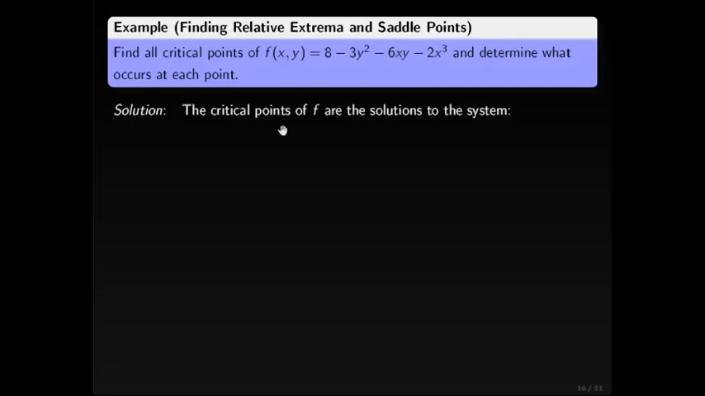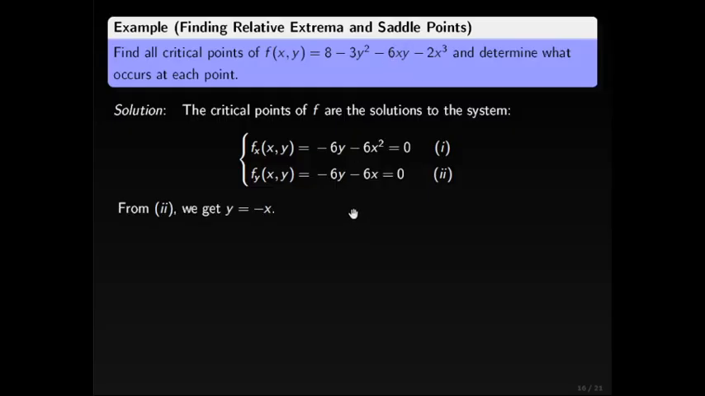So the first step is solving the system fx equals 0, fy equals 0. So fx, or the partial of f with respect to x, is negative 6y from this term, and then negative 6x squared from this term. And the partial of f with respect to y is minus 6y from this, and we will get negative 6x from this term.